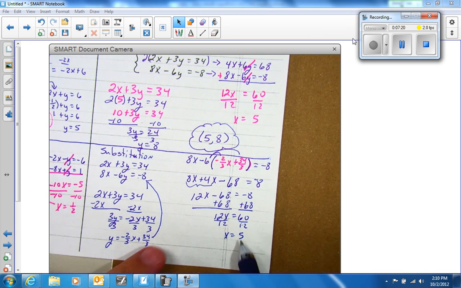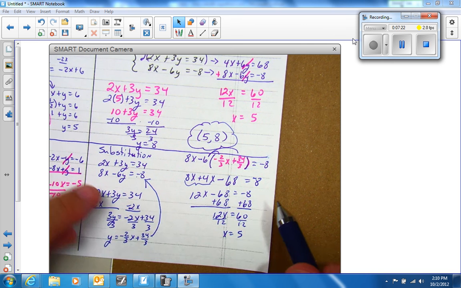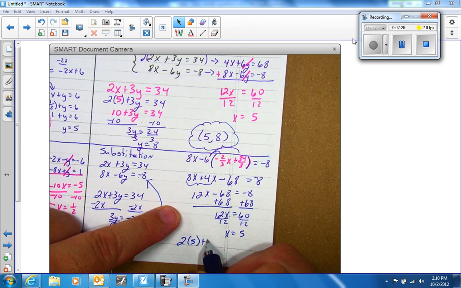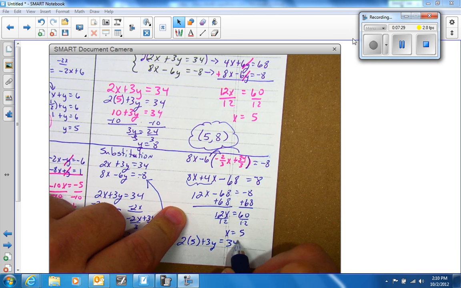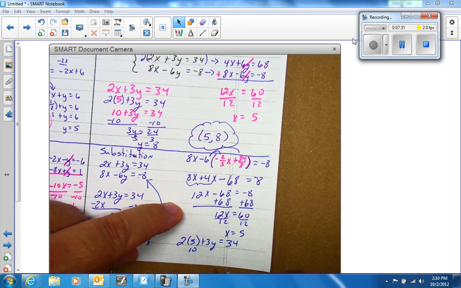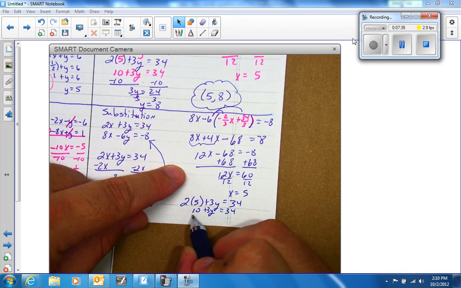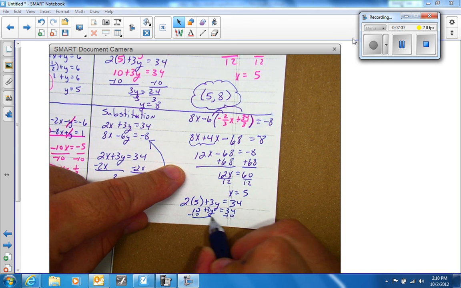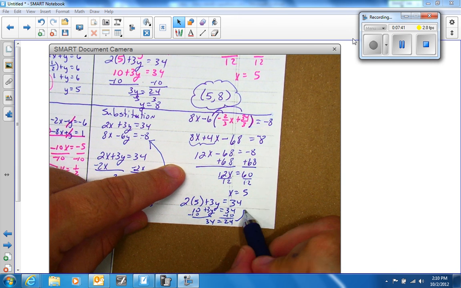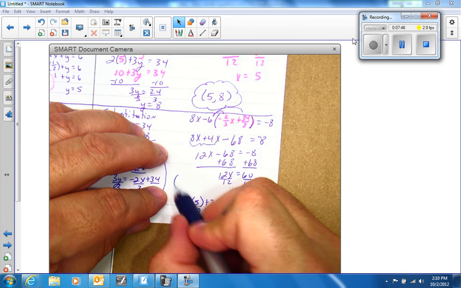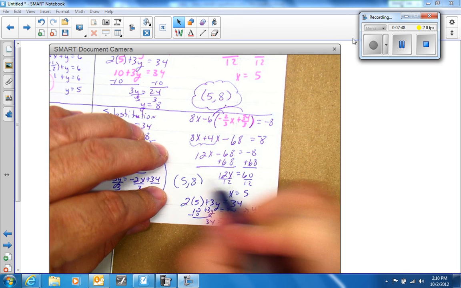Now again, folks, I'm on the same route. I can just choose one of the others. So I'm going to choose this one. 2 times 5 plus 3y equals 34. And sure enough, I get 10 plus 3y equals 34. When I subtract 10 from both sides, I get 3y equals 24. And basically when I divide by 3, I get y is equal to 8. And that gives me the solution of 5, 8, just as above.